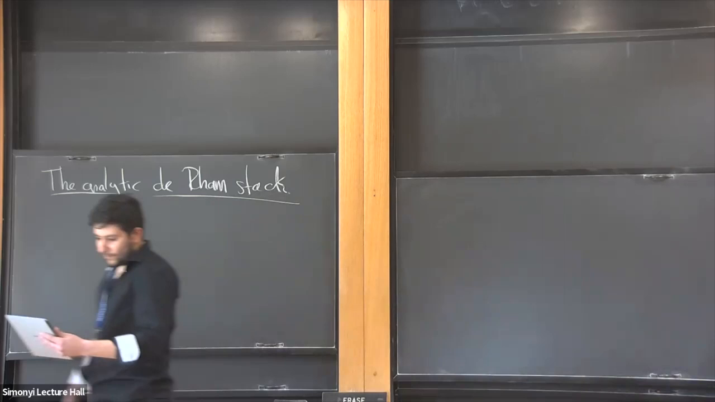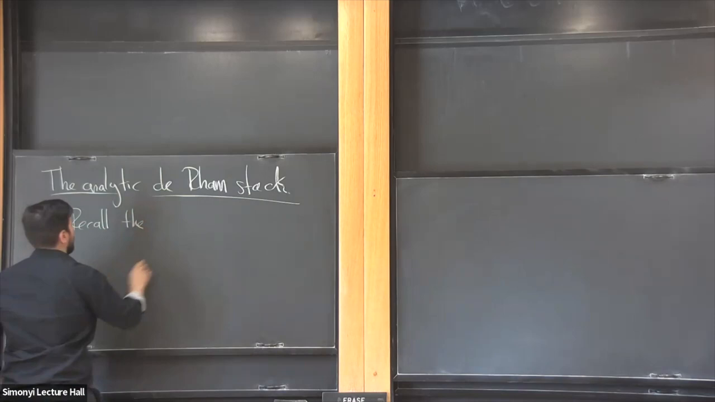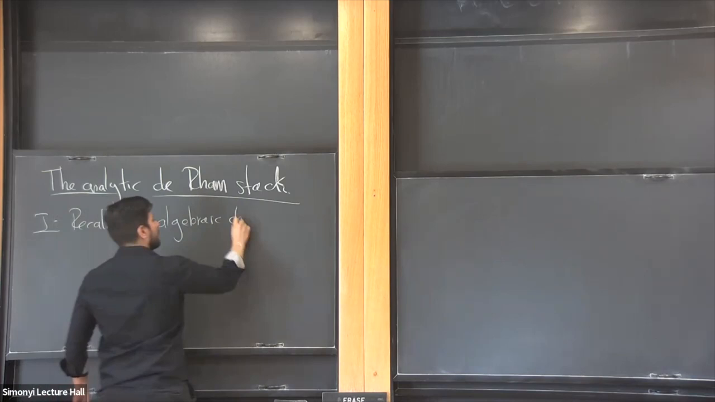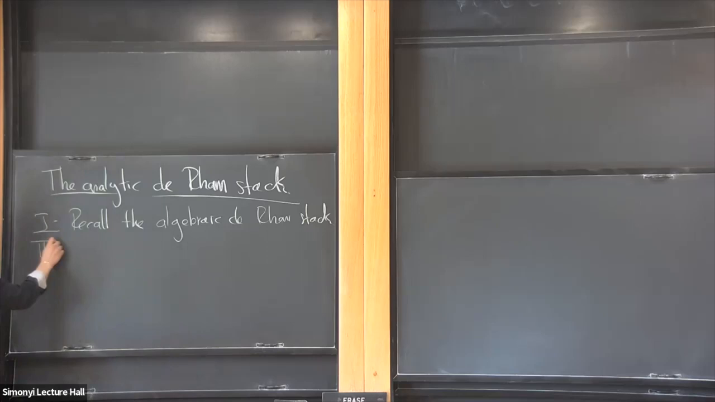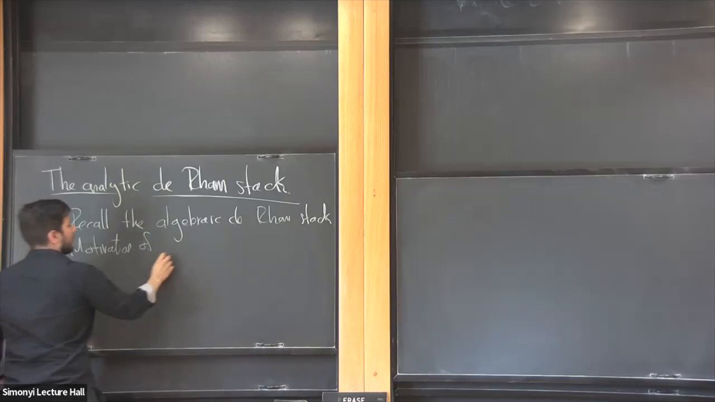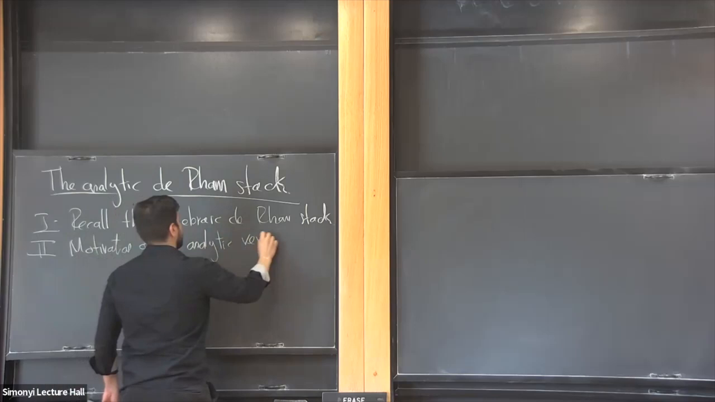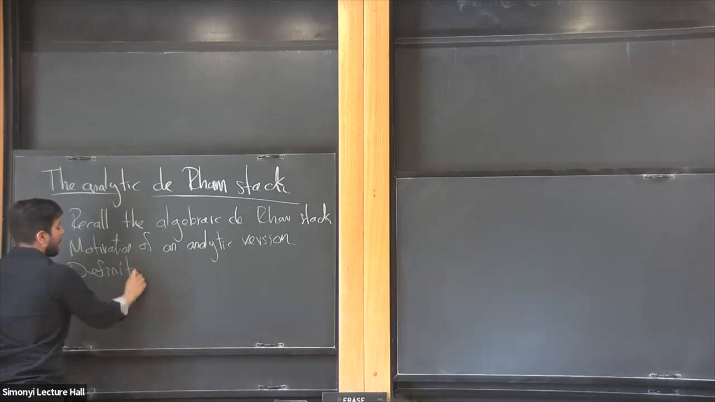The plan for the talk is maybe first to recall the classical construction of Simpson of the algebraic de Rham stack. Then maybe trying to pass towards analytic geometry to motivate an analytic version of this algebraic construction. Third, we give a definition. Finally, or maybe, we need some properties.